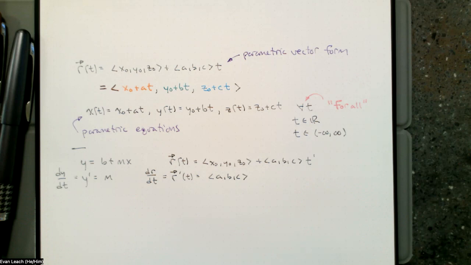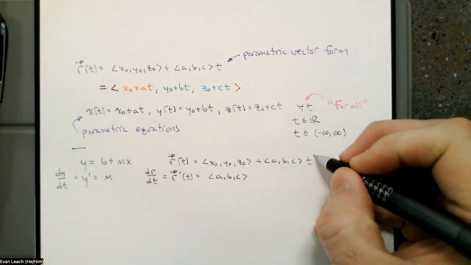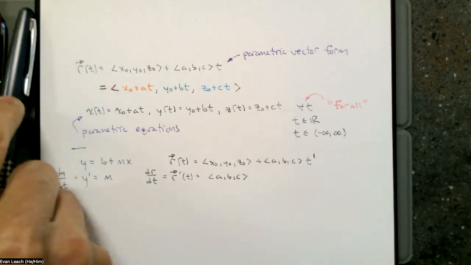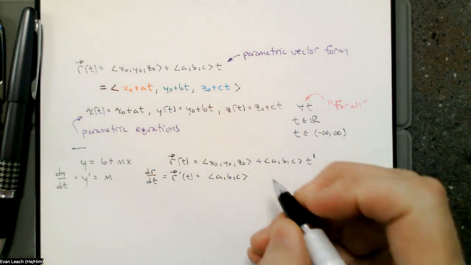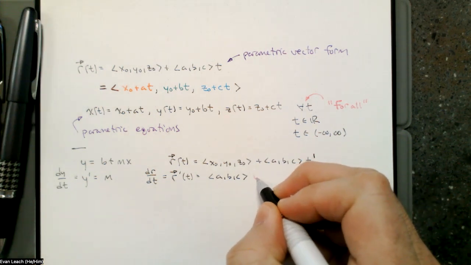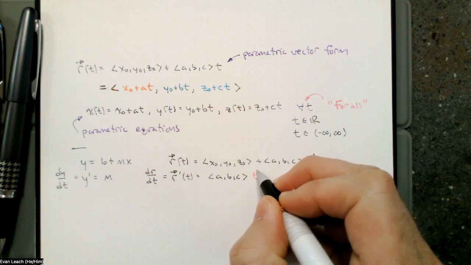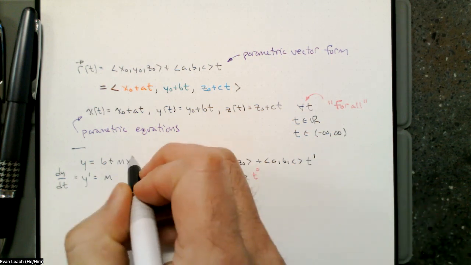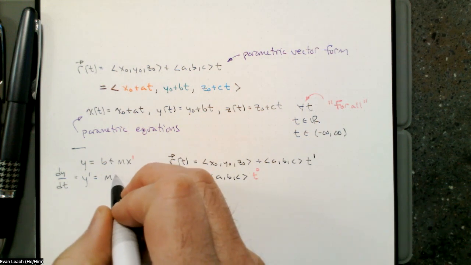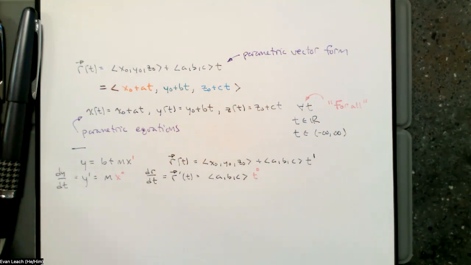Question? I'm sorry, say that again? Oh, it's not a prime, it's t to the first power. And then when we take the derivative, it's like t to the 0 power. Just like this is x to the first power, and this is mx to the 0 power. I was just highlighting the derivative of a linear function is constant.